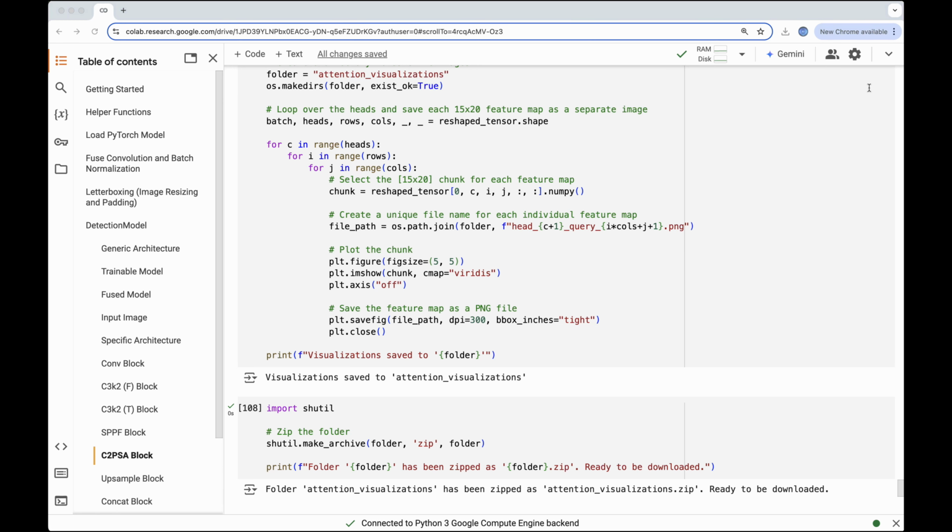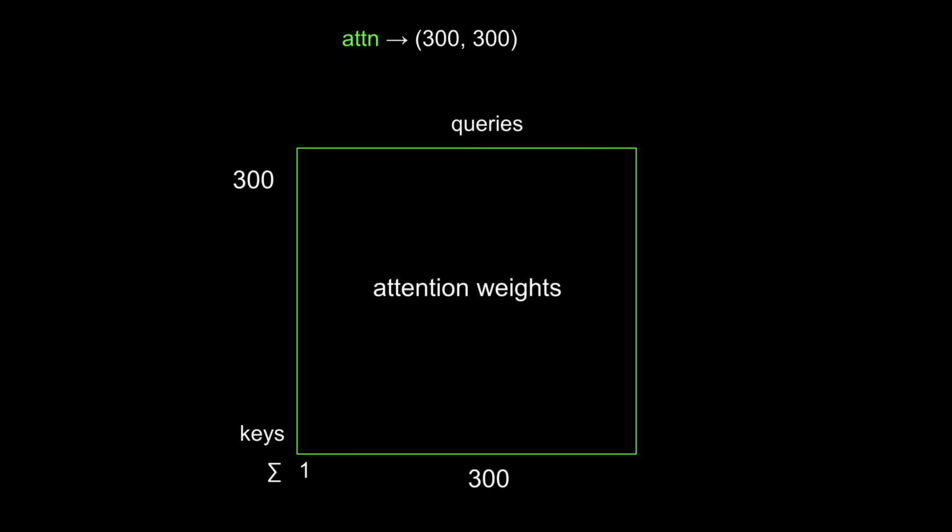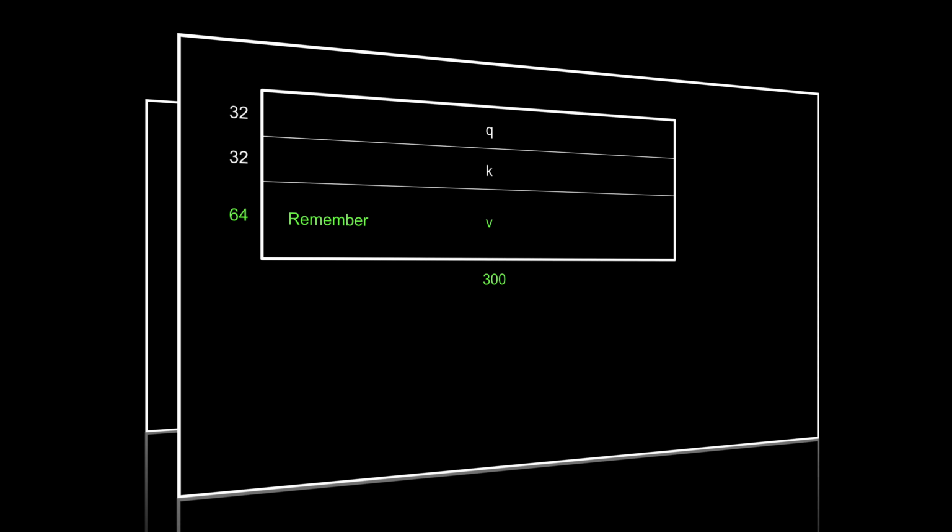We can complete the visualization by examining all the way up to query 300. By the way, I've included the code to generate these plots in the Colab notebook, so you can reproduce them yourself if you're interested. With that, we can now move on to exploring the values in the attention mechanism.